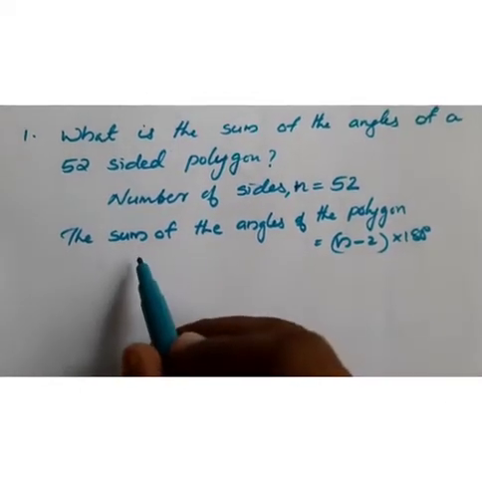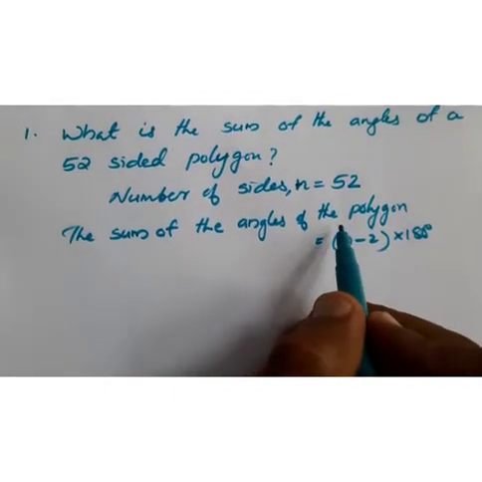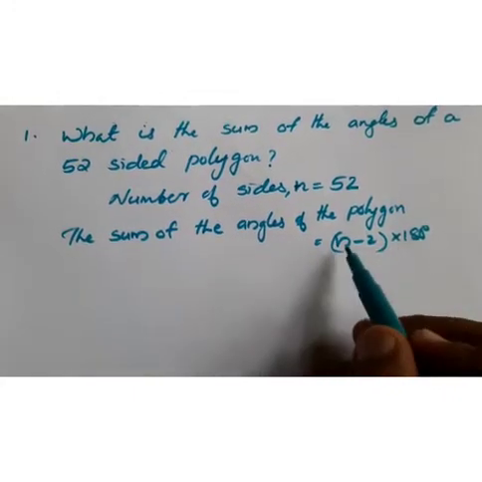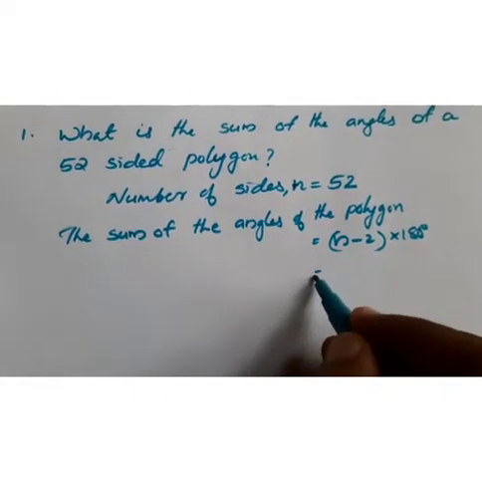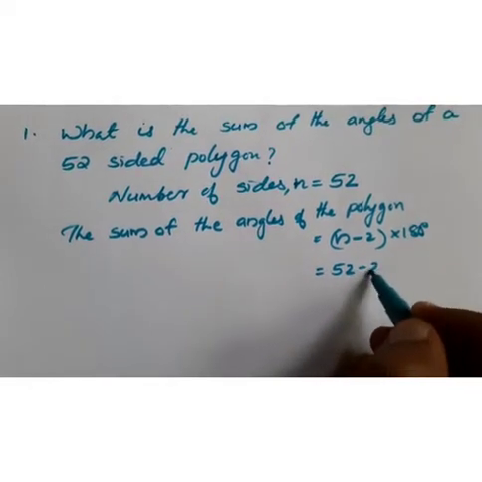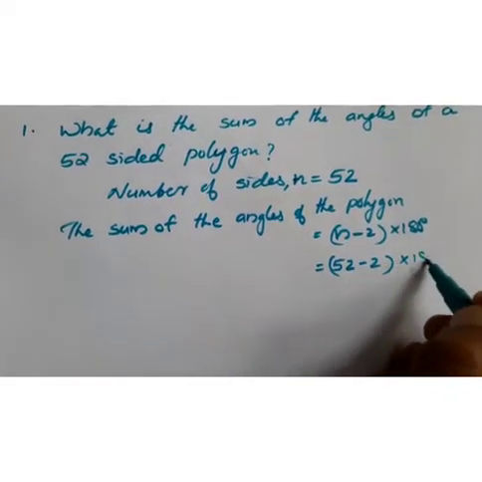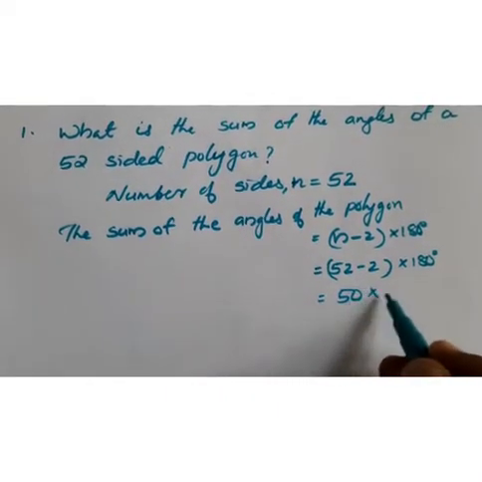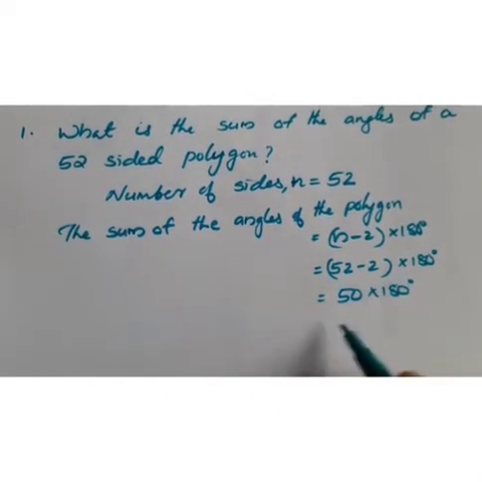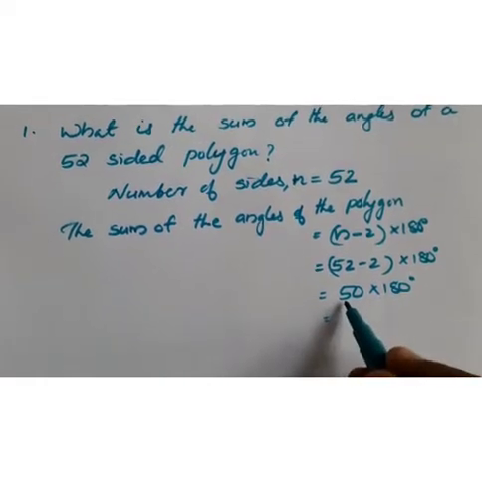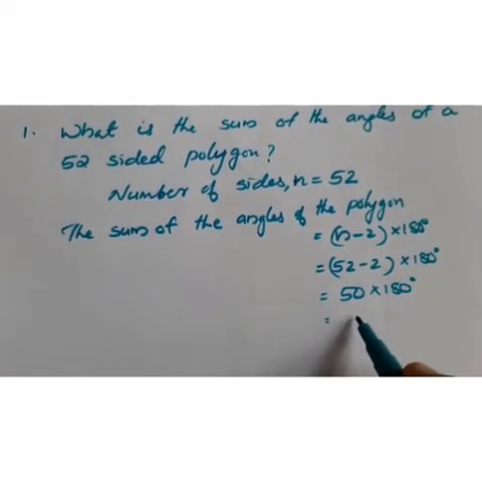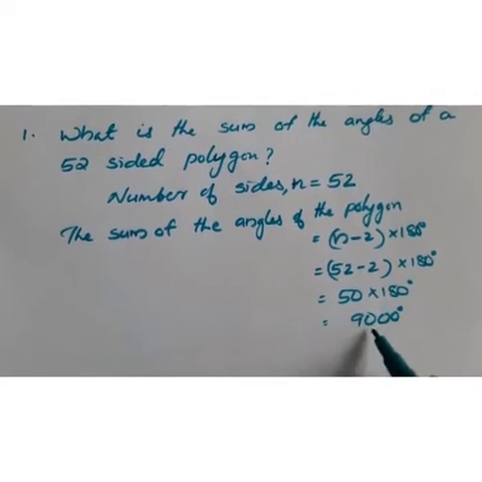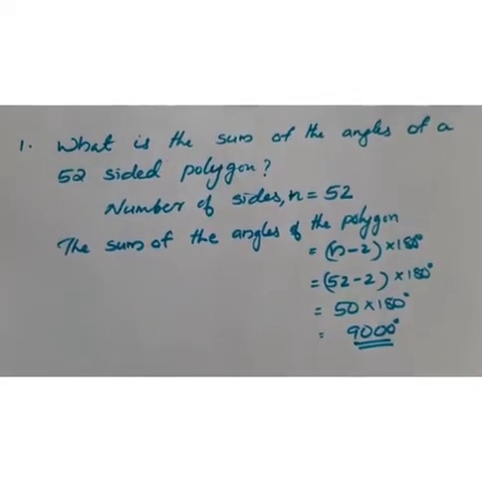Then we already studied the equation. The sum of angles of a polygon is how much? (n minus 2) into 180. So substitute for n. So it is (52 minus 2) multiplied by 180 degrees. So that is 50 into 180 degrees. 18 into 5 we have to multiply. That is 90. Then 2 zeros we have to add. 9000 degrees is the answer.